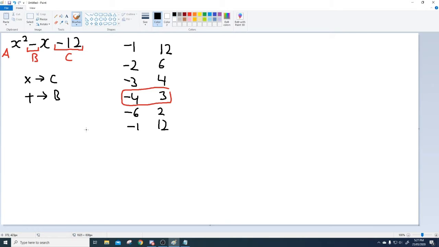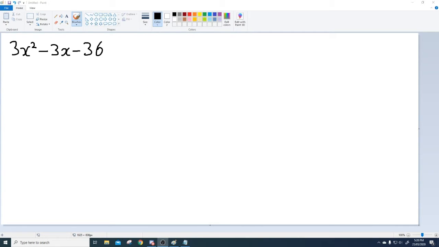And we're almost done. All we have to do now is put those into brackets. So I'm going to write my bracket, x, and I'm going to put the first number as is, minus 4. Close bracket, open bracket, x plus 3. And that's it. We have factorized our equation x squared minus x minus 12 as x minus 4, close bracket, open bracket, x plus 3.